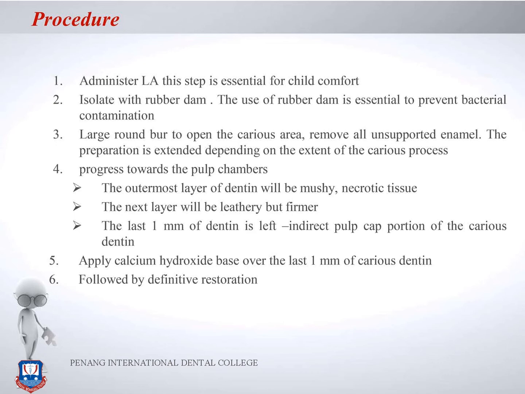The dento-enamel junction on the cavity walls should be caries free, and then you can leave about 1 mm of caries dentine at the bottom. And when we say caries dentine at the base of the cavity, we are mostly looking at affected dentine.